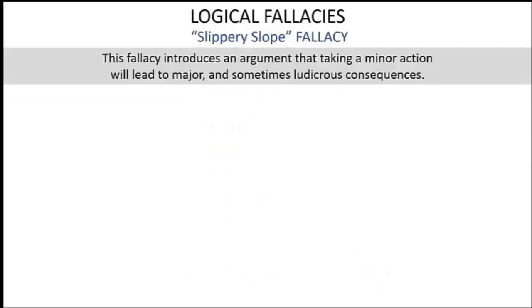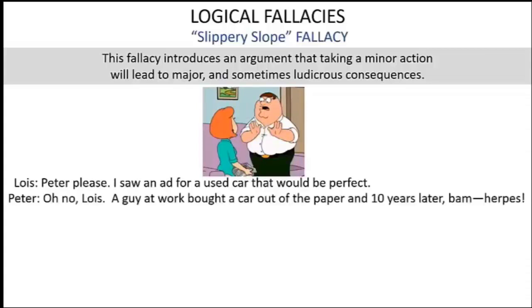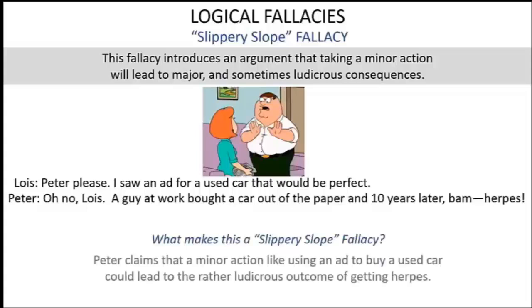The slippery slope fallacy. This fallacy introduces an argument that taking a minor action will lead to major and sometimes ludicrous consequences. Lois says, "Peter, please, I saw an ad for a used car that would be perfect." Peter says, "Oh no, Lois, a guy at work bought a car out of the paper, and 10 years later, bam, herpes." What makes this a slippery slope fallacy? Peter claims that some minor action, like using an ad to buy a used car, could lead to the rather ludicrous outcome of getting herpes.